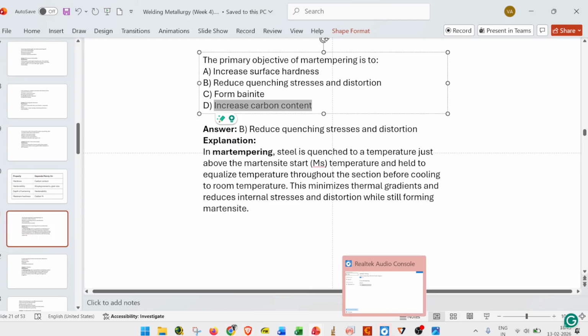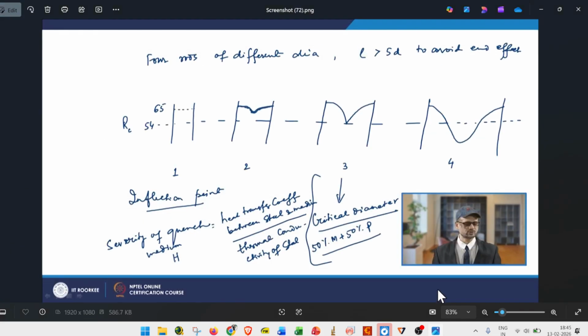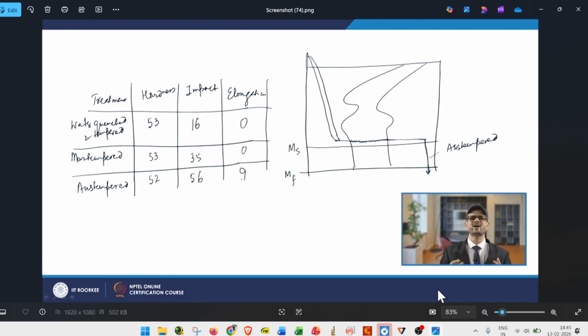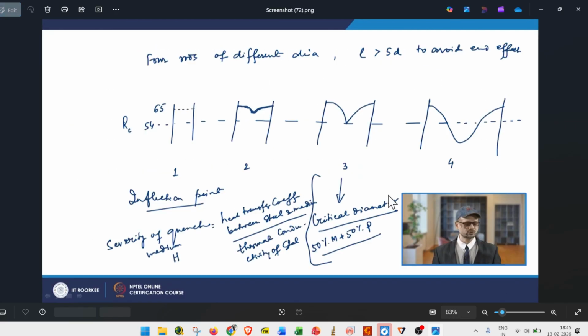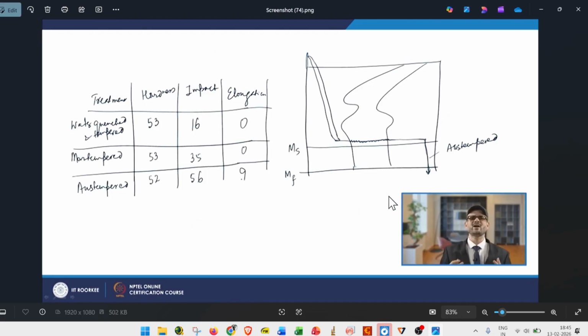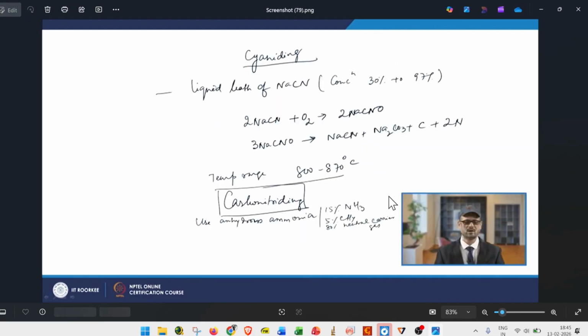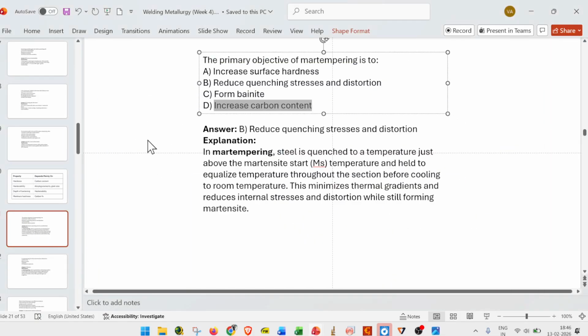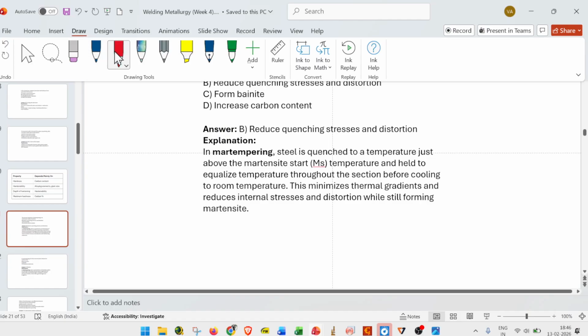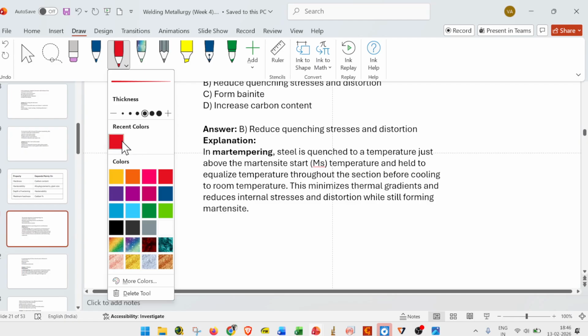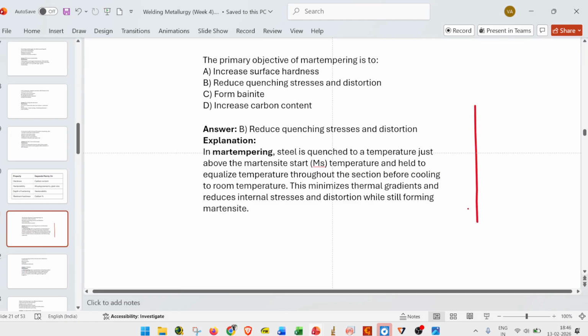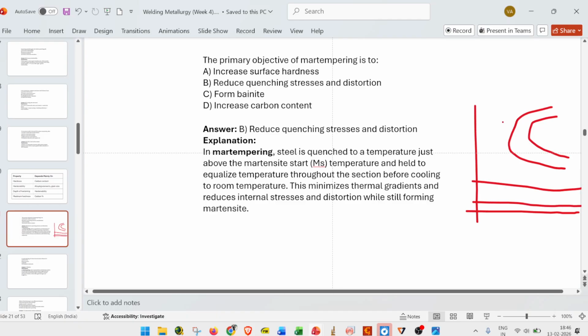So how it is done is that, I will draw here. So here is the C curve. It is the martensitic starting point and it is the martensitic end point.